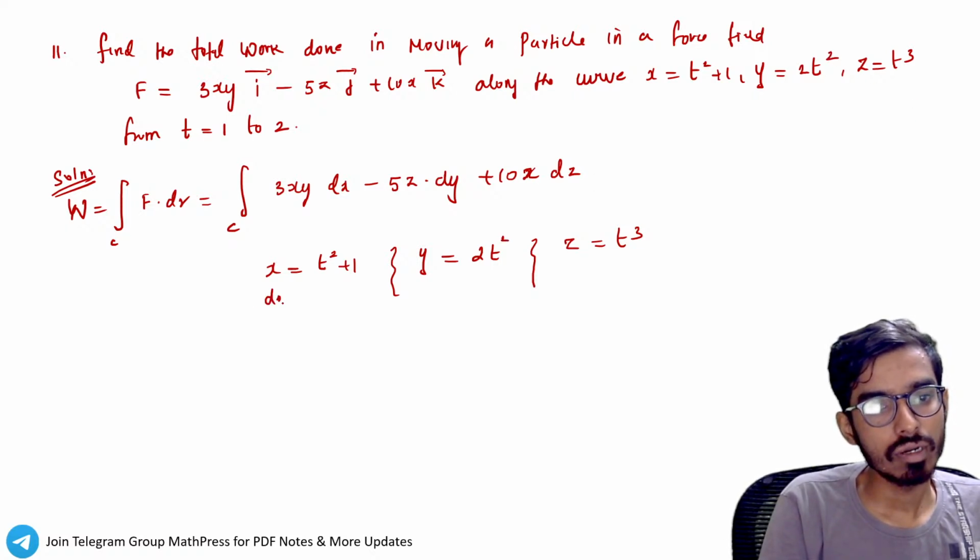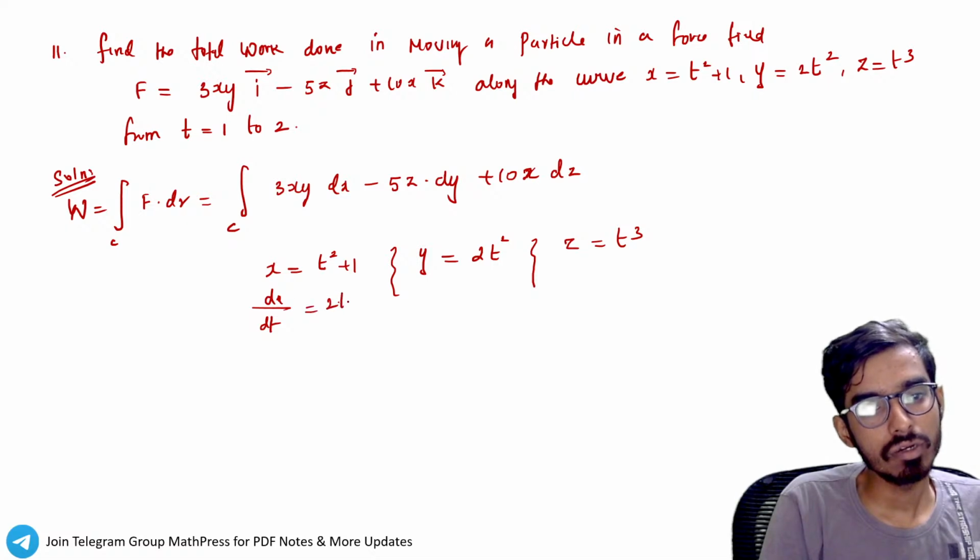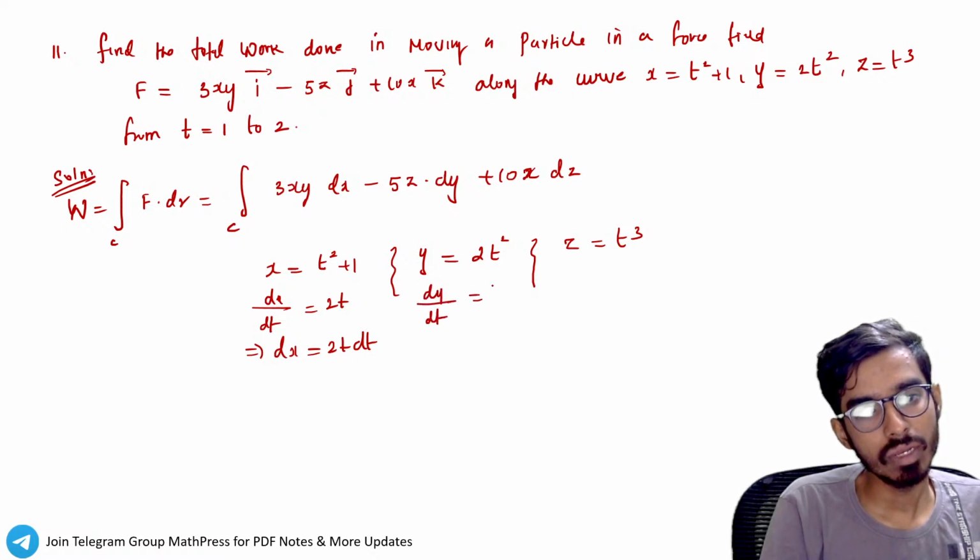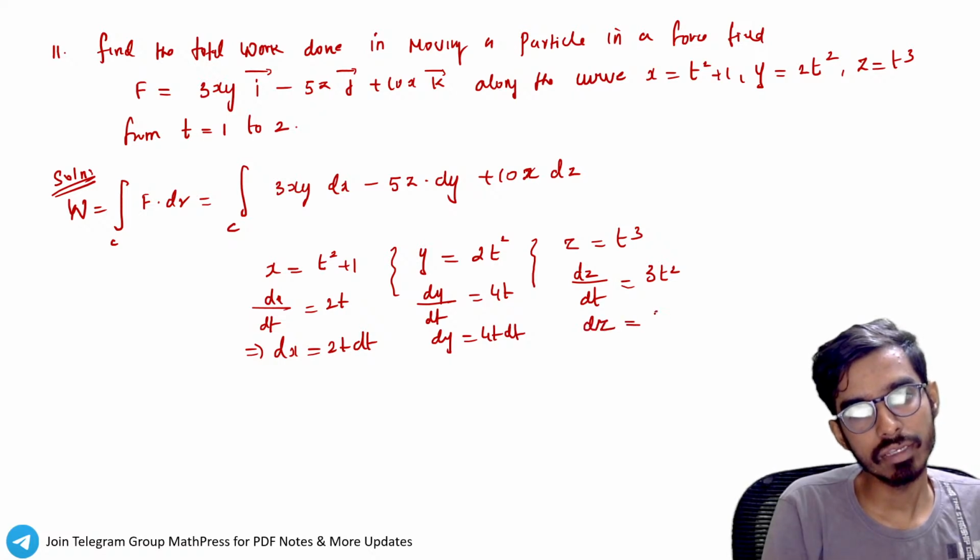So therefore, dx by dt will be 2t. So this implies dx is 2t dt. So dy by dt will be 4t. So dy is 4t dt. So dz by dt will be 3t square. Dz is 3t square dt, right?